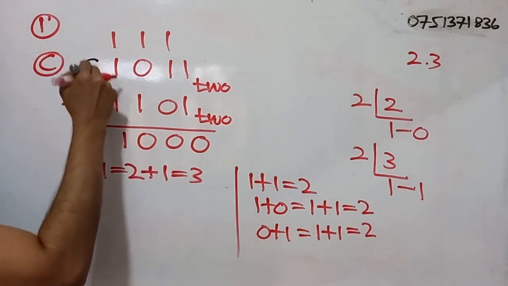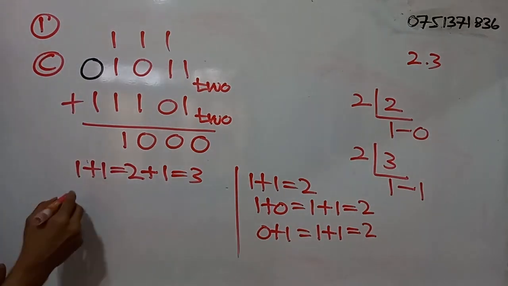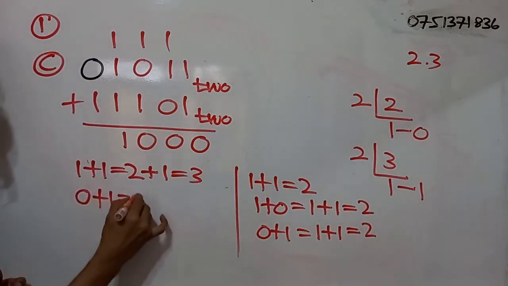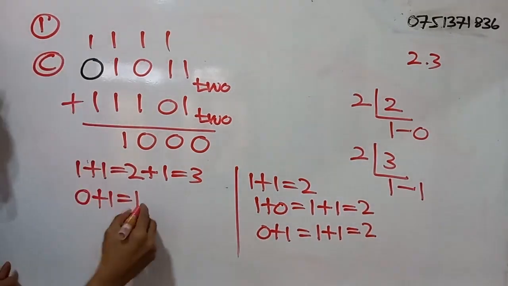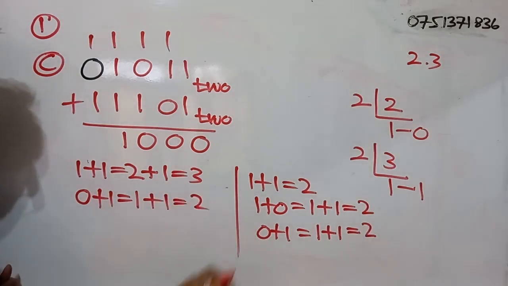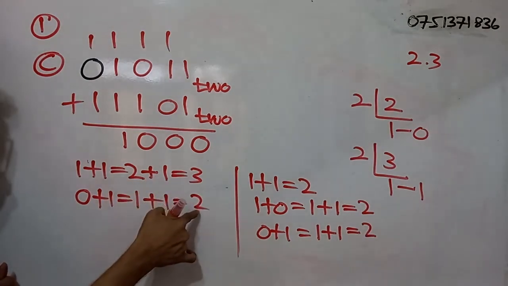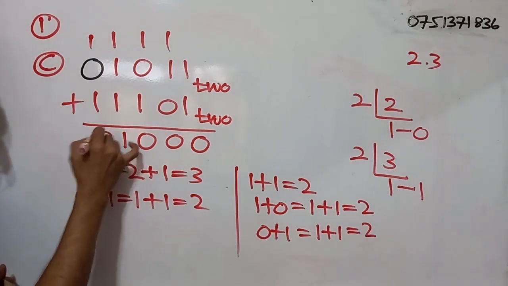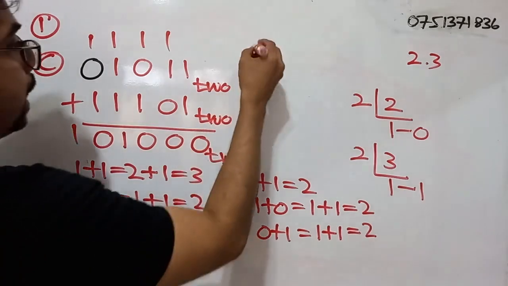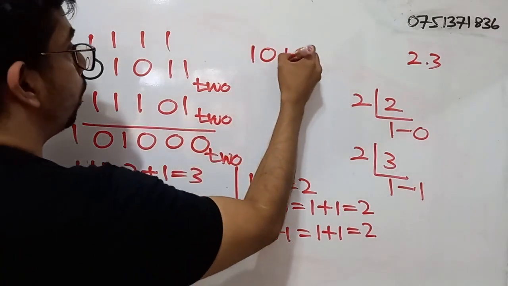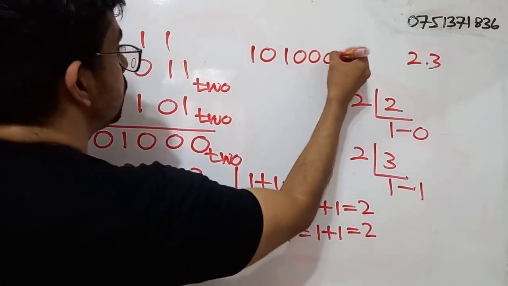Now here we don't have any digit, right? So we can write 0 plus 1, it will be 1. To that we add another 1, so it becomes a 2. So 2 we can't write in binary, so we write it as what? 0, 1. And here the base is what? 2. So what is the answer? 1, 0, 1, 0, 0, 0, base 2.